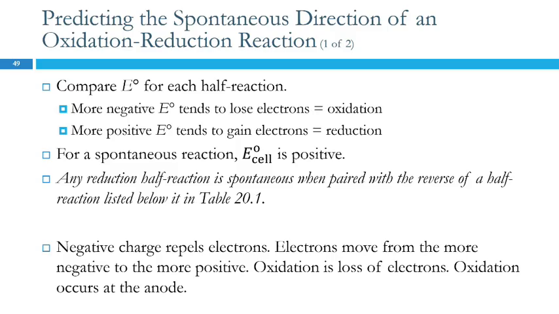And just some little notes here. Negative charge repels electrons. Electrons move from the more negative to the more positive. Oxidation is loss of electrons. Oxidation occurs at the anode.